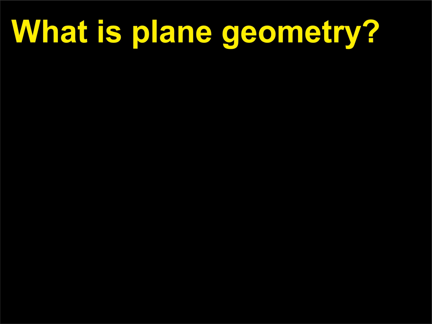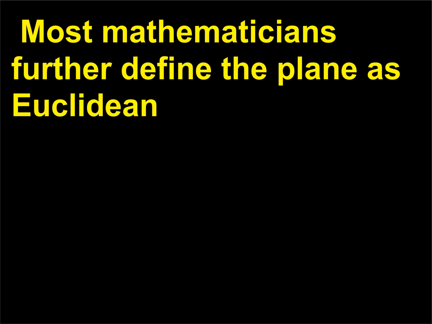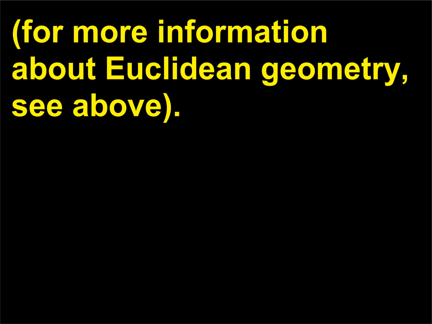What is plane geometry? Plane geometry is simply the study of two-dimensional figures in a plane. Most mathematicians further define the plane as Euclidean. For more information about Euclidean geometry, see above. It examines such objects as circles, lines, and polygons.